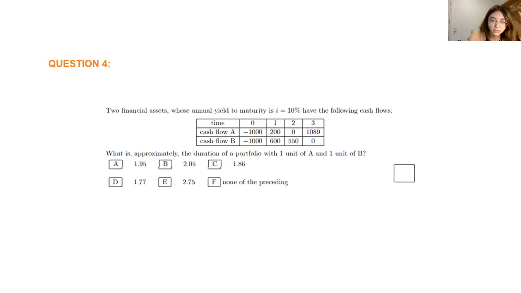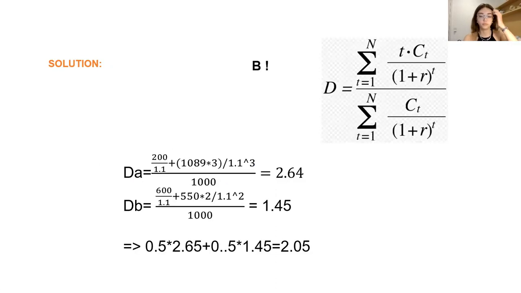So this one we did. Portfolio, you guys said that it was fine for you.